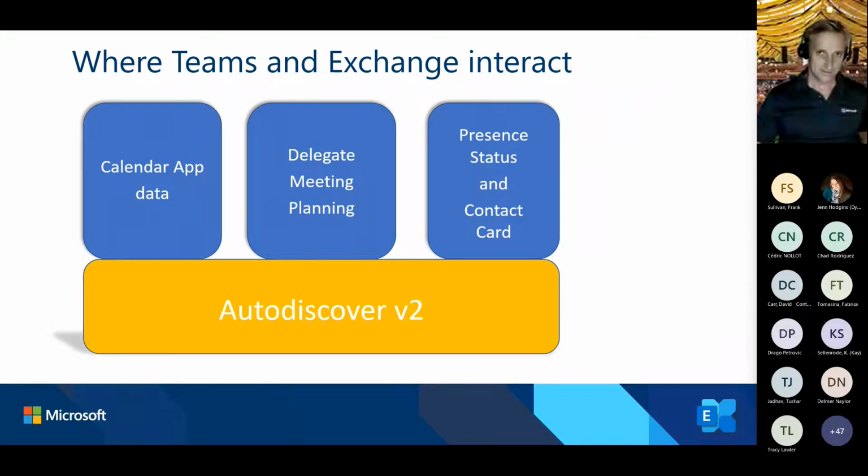And those three scenarios or those three technologies, they all rely on Autodiscover v2. And that's why we want to cover this in the first place, to get a basic understanding of how that works and what potentially could go wrong in Autodiscover.